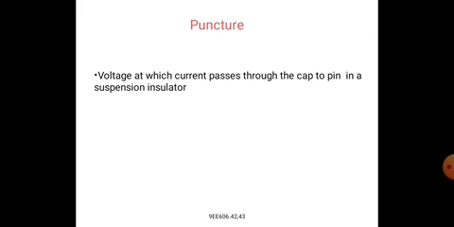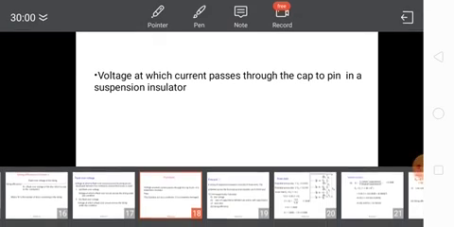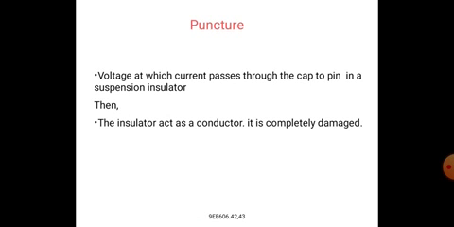The puncture voltage is the voltage at which current passes through the cap to pin in a suspension insulator. Then the insulator acts as a conductor. It is completely damaged. So when the insulator breaks, the insulator acts as a conductor, and a short circuit will occur.